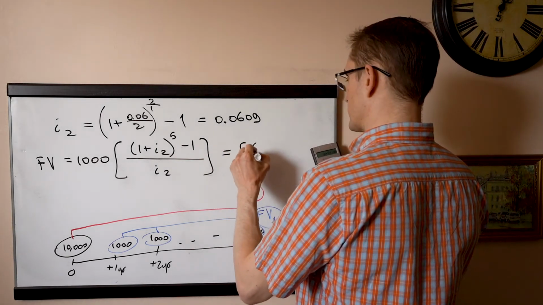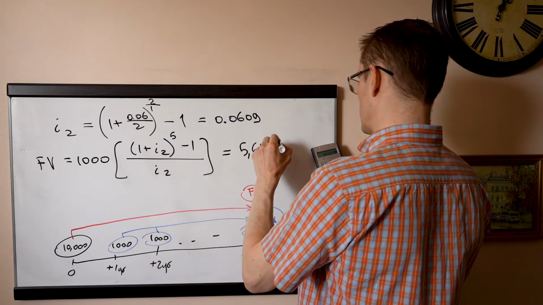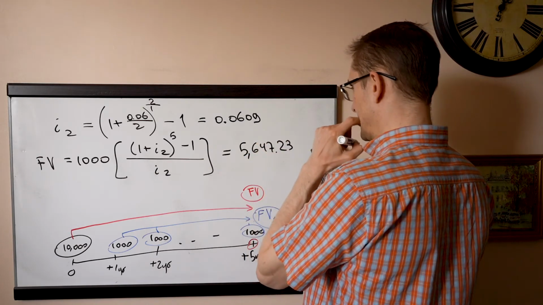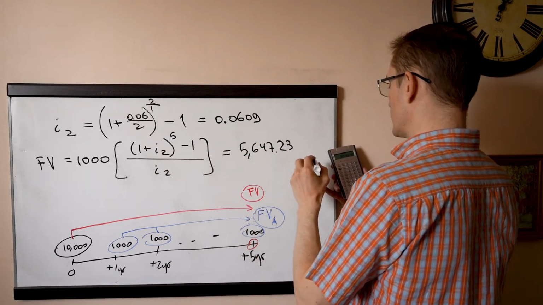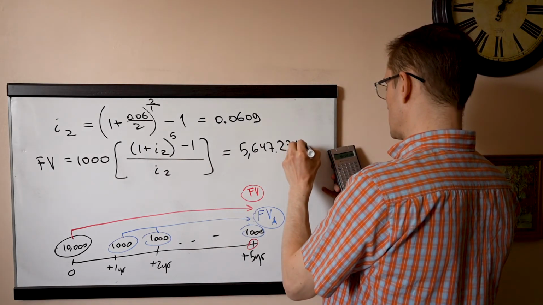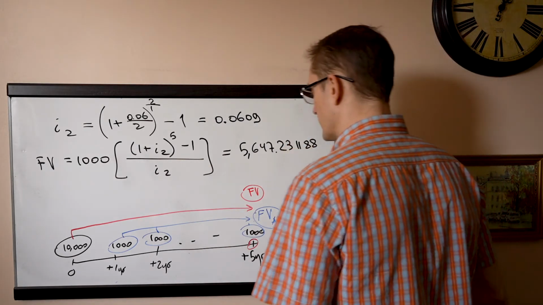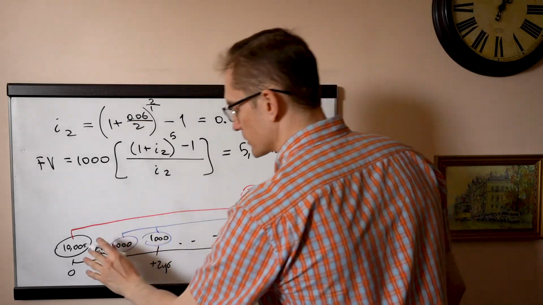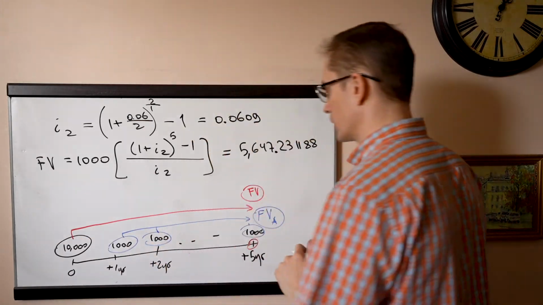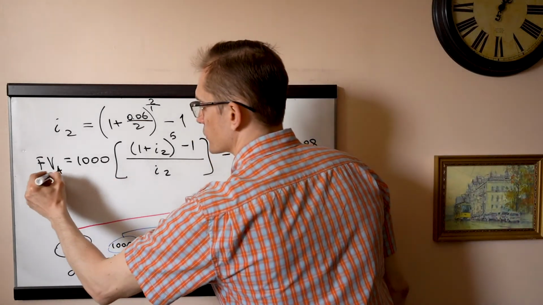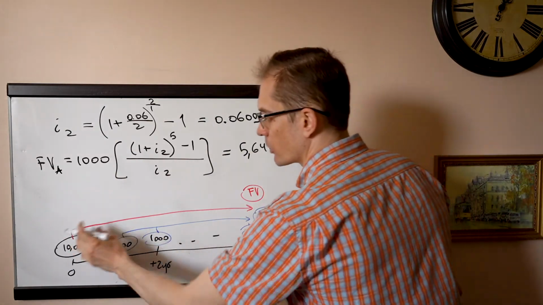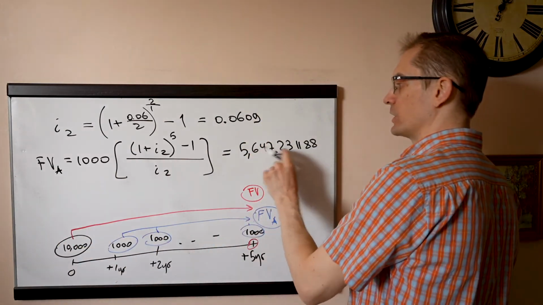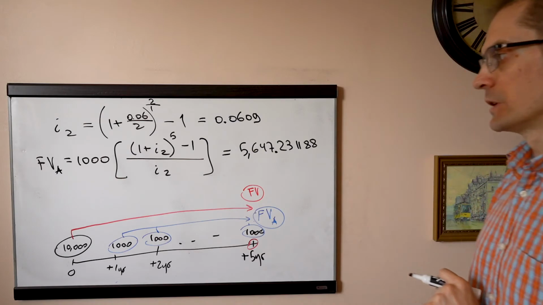So 5,647.23. But I will not round this actually. I'll keep it all decimals because this problem is complex. We still need to work with this. And it's, by the way, future value of annuity, right? So we still need to work with this $10,000 later on. So we need the fully unrounded value.